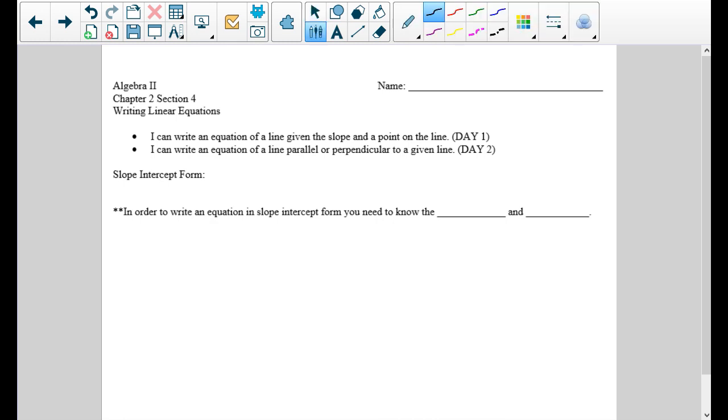Again, slope-intercept form. We have y equals mx plus b. So we need 2 things in order to write it in this slope-intercept form. We need to know the slope and the intercept, and this is going to be the y-intercept. Okay, so our slope is our m, and the y-intercept is the b value in that equation.